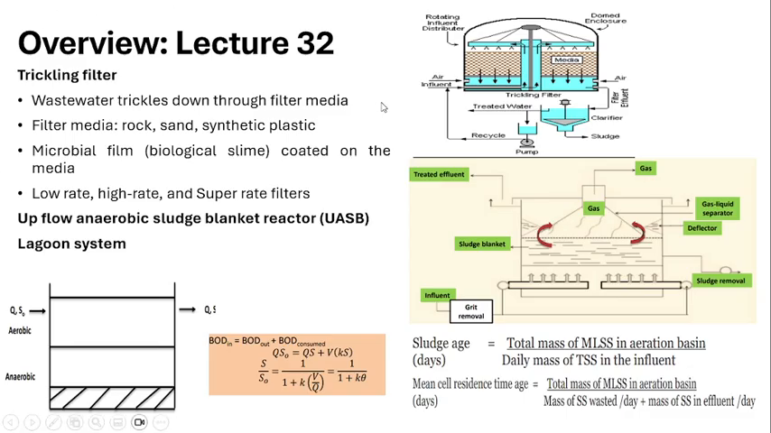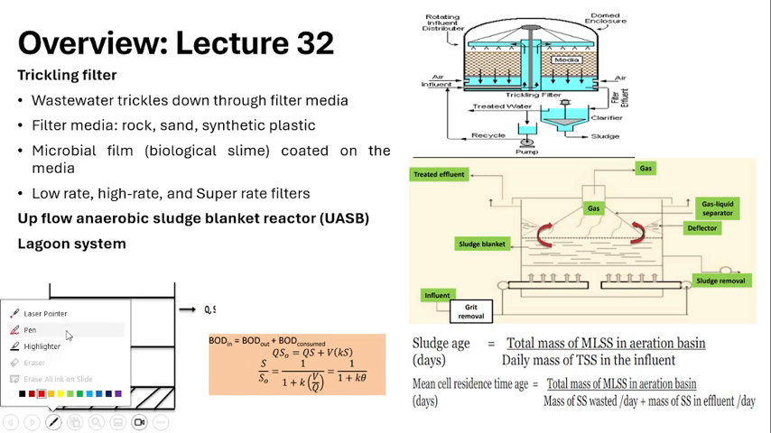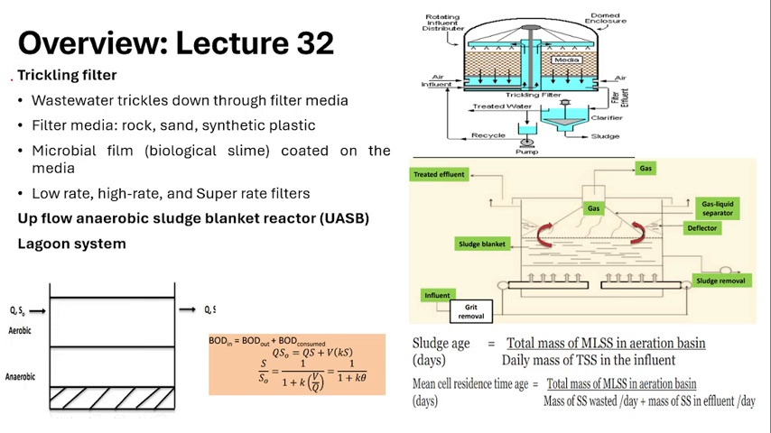So now coming to lecture 32, it is about the trickling filter, the upflow anaerobic sludge blanket reactor and the lagoon system. These are the other equipment used in the secondary treatment process. We will see them one by one. The first one is the trickling filter.